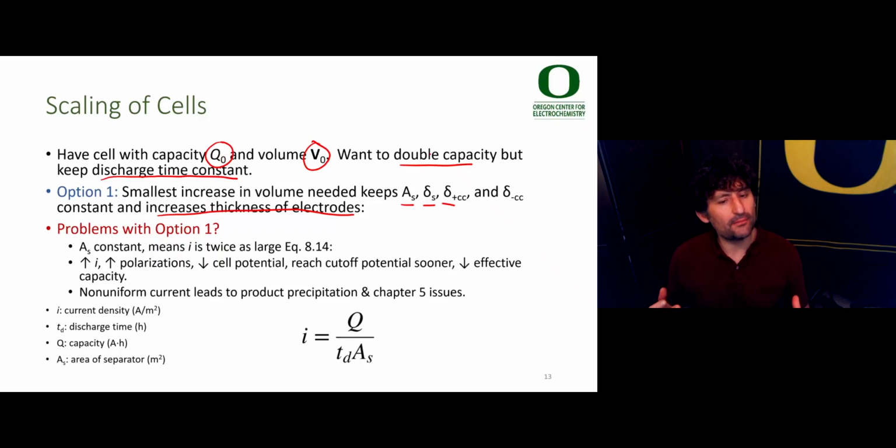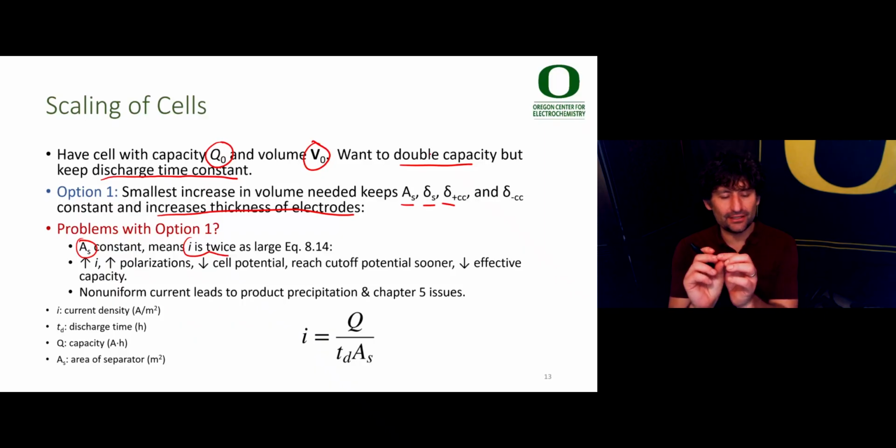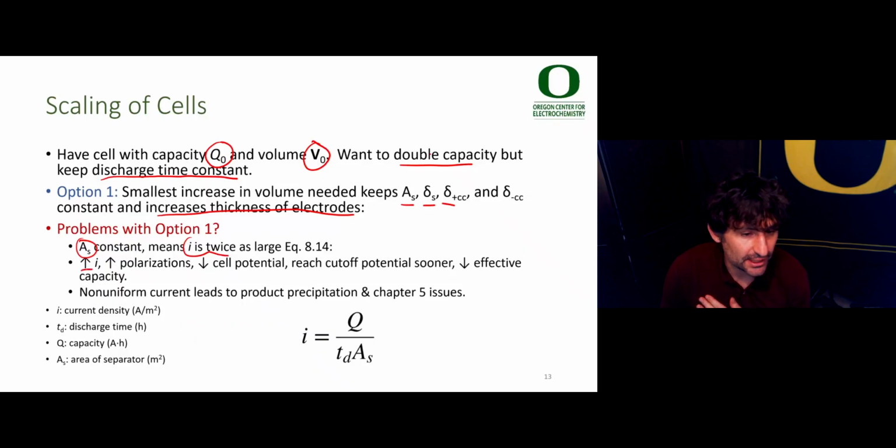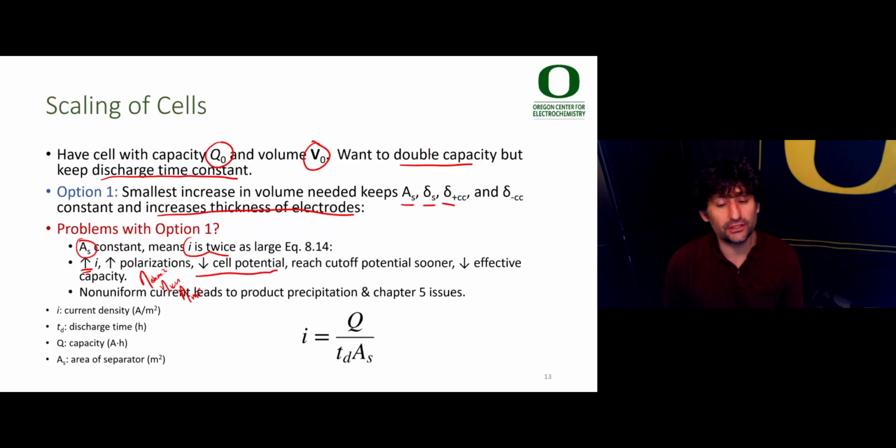But what's the problem with just increasing the active components of the cell? Well, if the area is constant, that means you get twice as much current through any given area element. As the current goes up, the polarizations go up. What are polarizations? They are overpotentials: eta ohmic, eta kinetic, eta mass transfer. All those overpotentials you've come to know so well. That gives you less free energy, less cell potential, lower efficiency, and you'll reach the cutoff potential sooner for your battery, so you have a lower effective capacity.